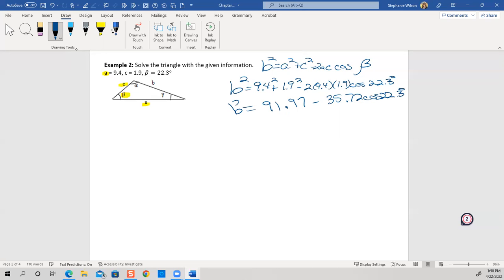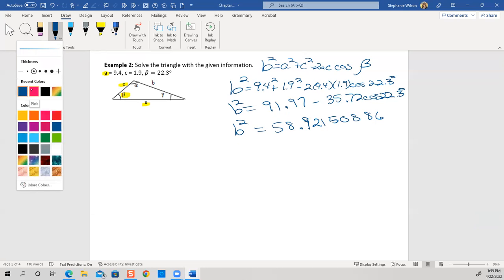Now, if you want to, you can type it all in your calculator like this: 91.97 minus 35.72 cosine 22.3. And I'm not going to round right now. Do not round. You get 58.92150886. And what I have here is b squared, and I want b.